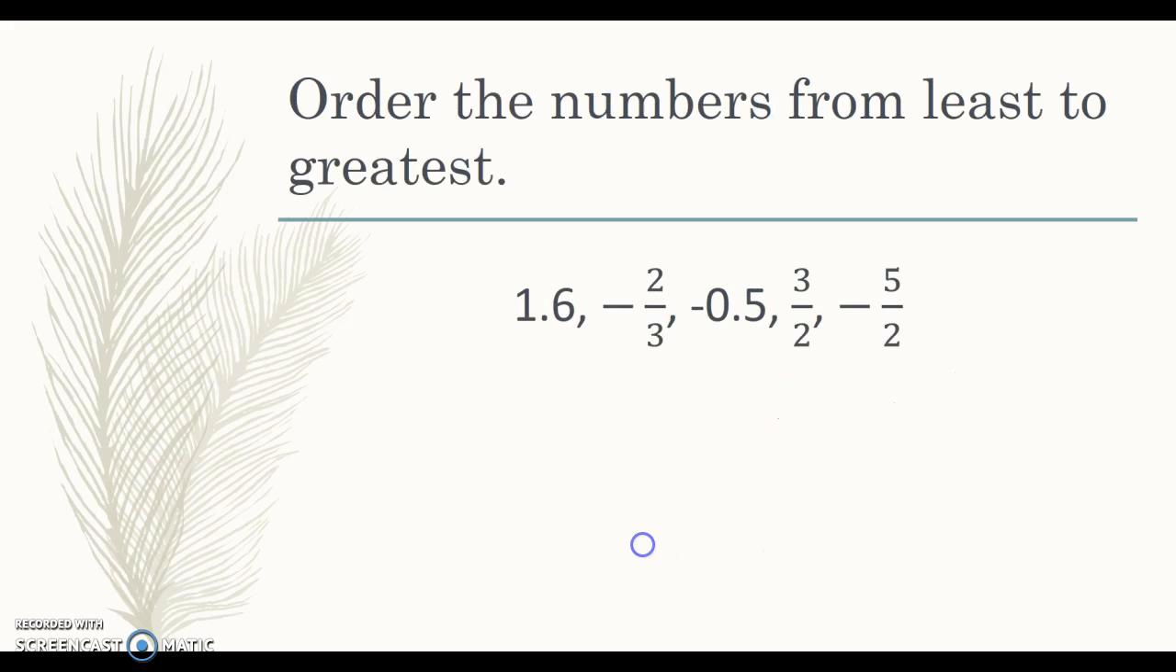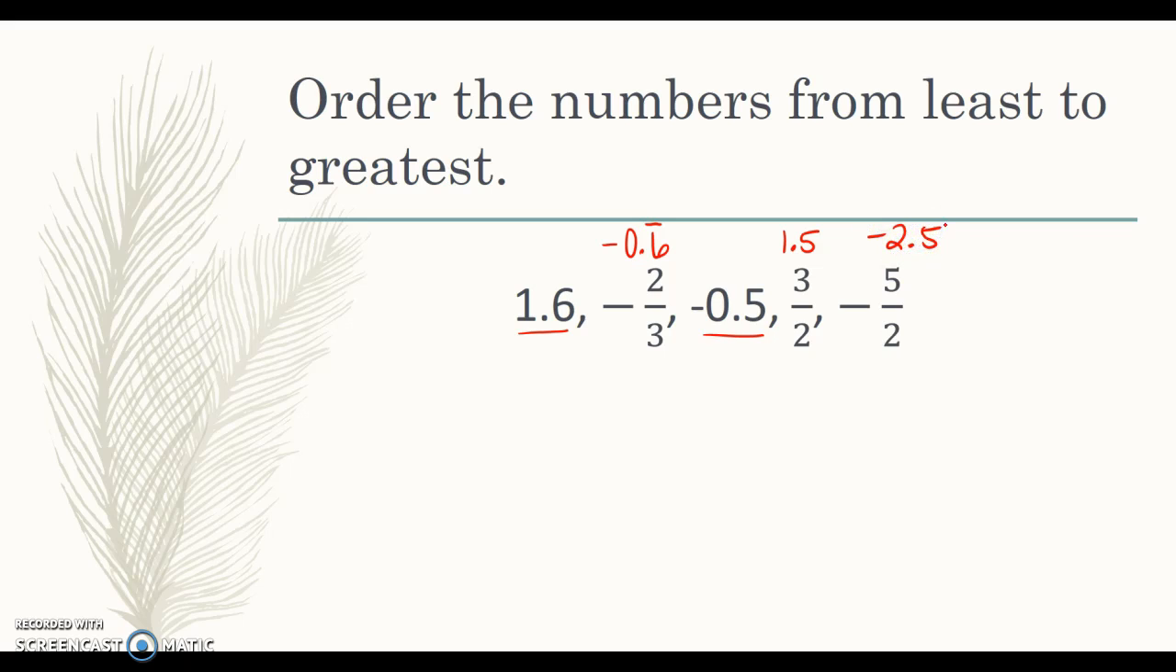So moving right along, we're going to order these numbers from least to greatest. So in this case, I like to deal with decimals. So I'm going to take my fractions and turn them into decimals so I can figure out which place I put them in our list. So I'm going to leave 1.6 alone. I'm going to leave negative 0.5 alone. This negative 2/3, if I needed to do my division, it's going to be negative 0.6 repeating. 3 halves, excuse me, is 1.5. And then negative 5 halves is negative 2.5.